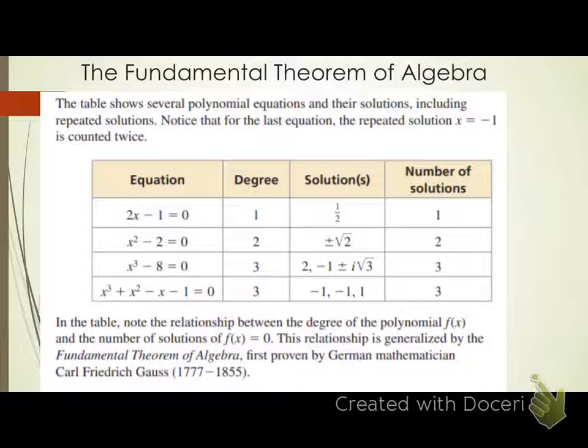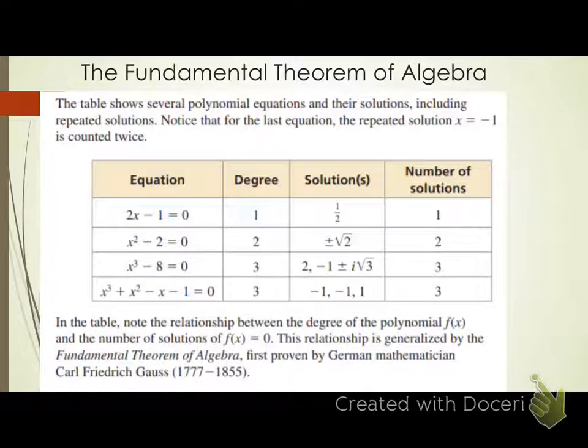x cubed minus 8 equals 0. It's a degree of 3. The solutions are 2, negative 1 plus i square root of 3, and negative 1 minus i square root of 3. So that's a total of 3 solutions for a polynomial of degree 3 right there.